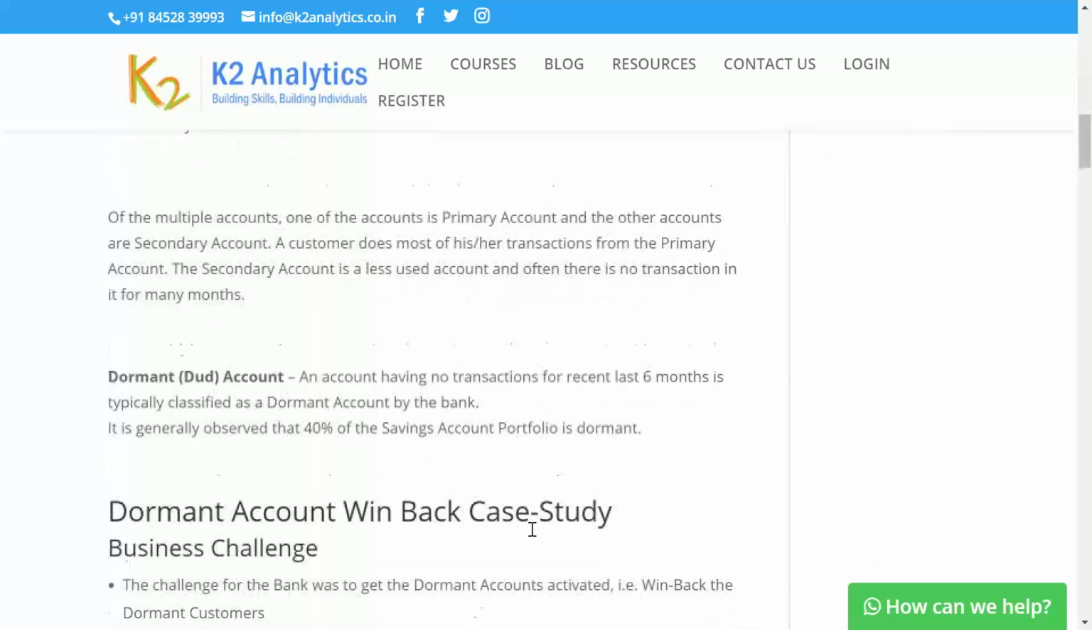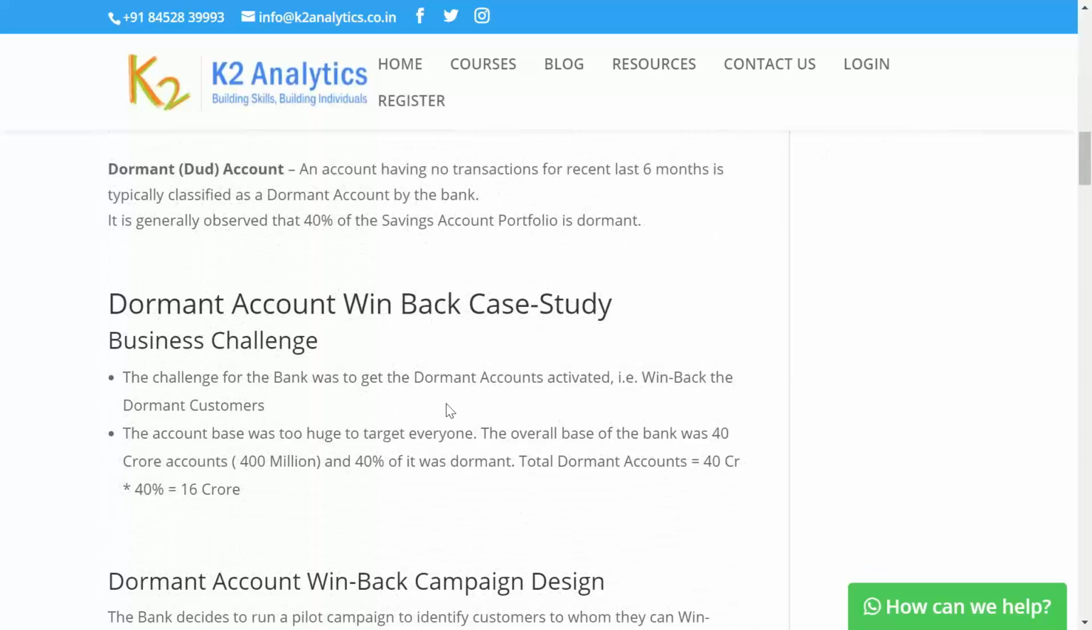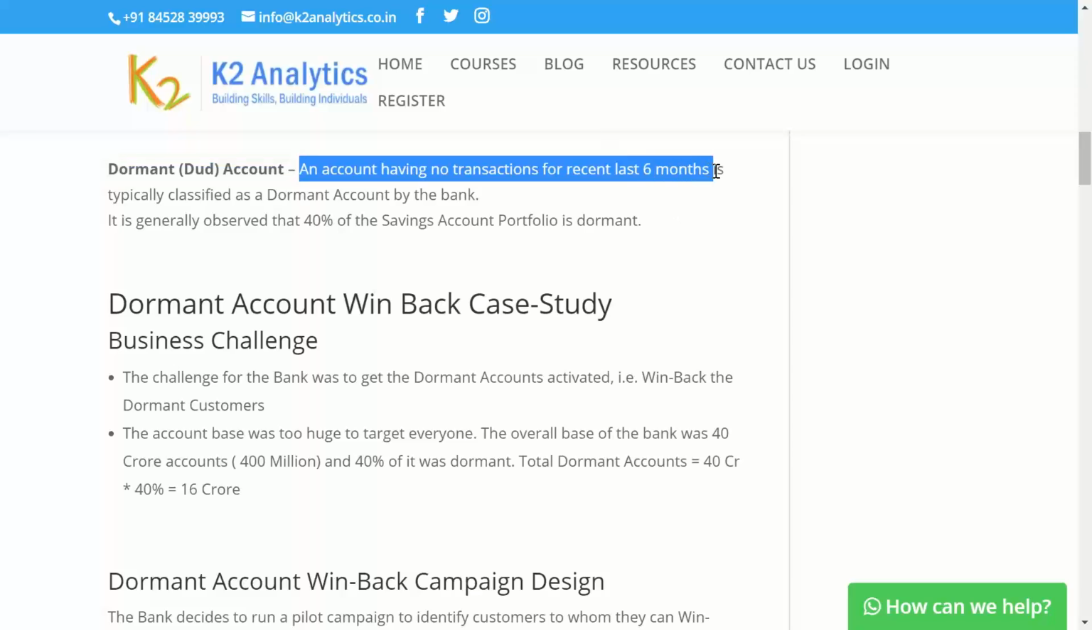It has been observed that 40% are dormant. What is dormant? Dormant is an account having no transaction for last 6 months. If you do not do any transaction in your savings account, bank may classify you as dormant, which means you are not active. The banks would not like to have dormant accounts.